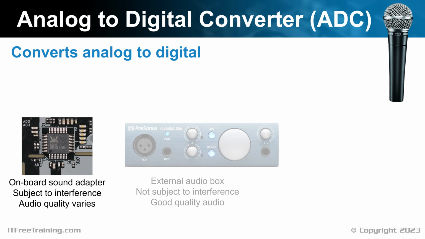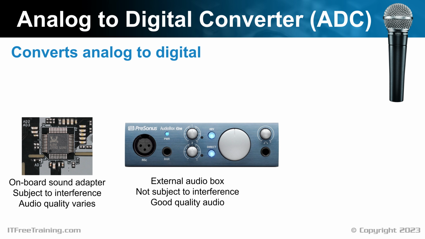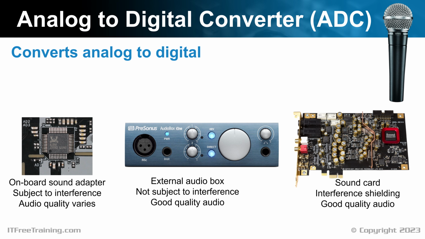An alternative to this is to use an external audio box. An external audio box is not subject to internal interference, since it is designed with electromagnetic fields in mind. Audio boxes will be of good quality. However, you should check the specifications before purchasing to make sure that it will do what you require. The next alternative is to use an internal sound card.